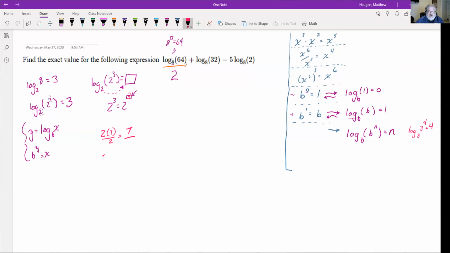What is 5 plus 3 minus 3? 5. What is 4 squared's square root? 4. Now, you're right to pause on that one because we do have to be a little careful about plus or minuses with square roots, right?